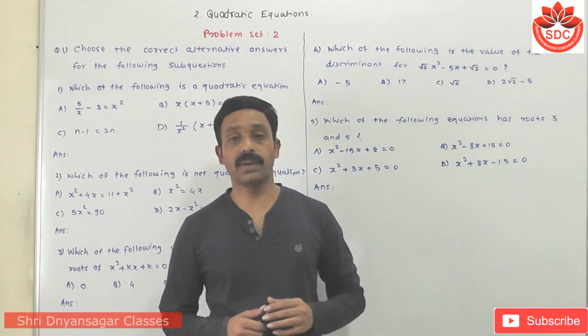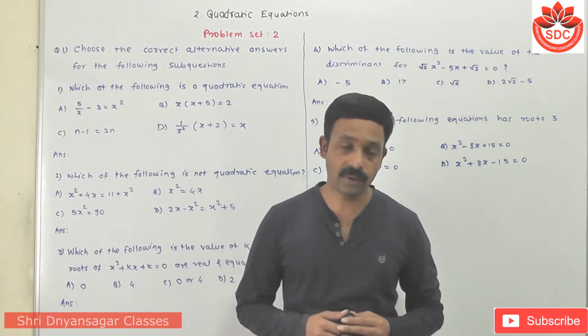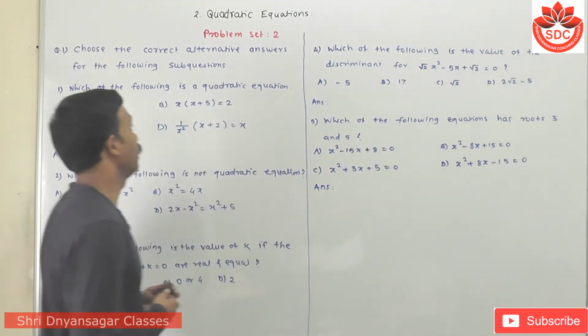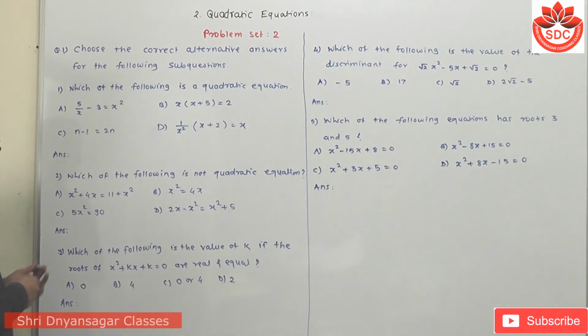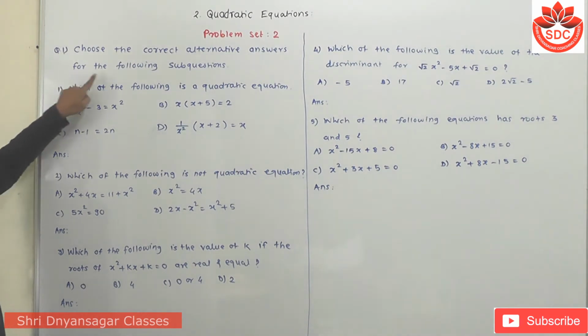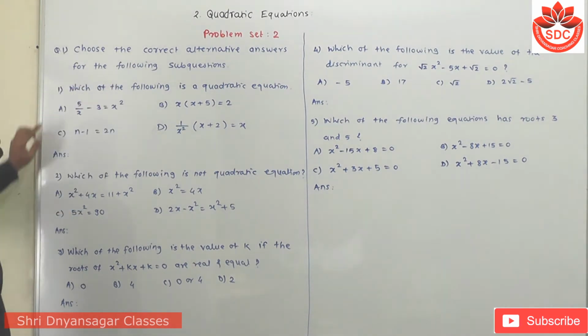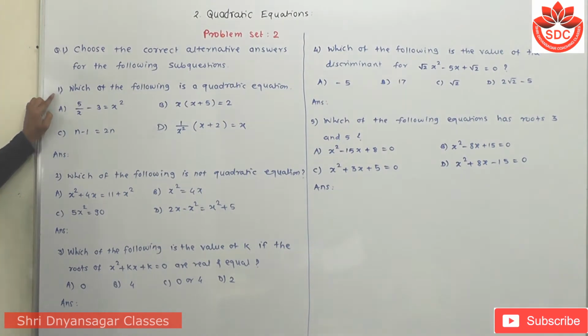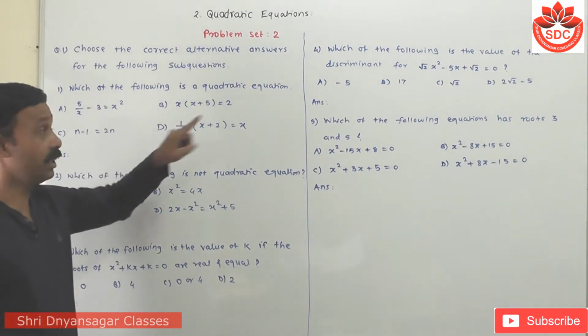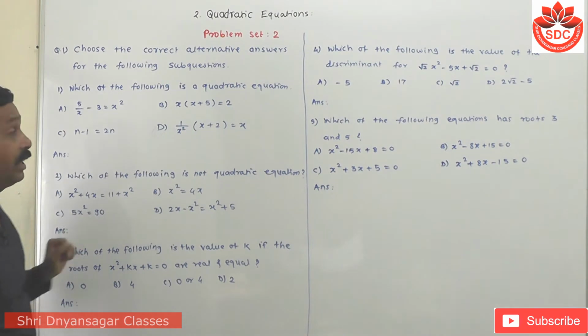Take here only 5 questions, the remaining 3 you have to solve at home. Then take the first question. Question 1 is: choose the correct alternative answers for the following sub questions. First one is: which of the following is a quadratic equation? Here is the question, that quadratic equation.